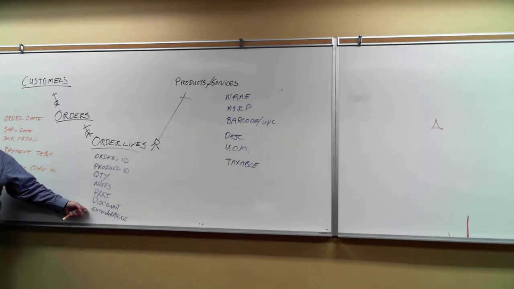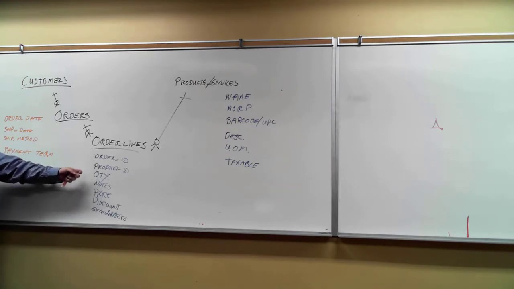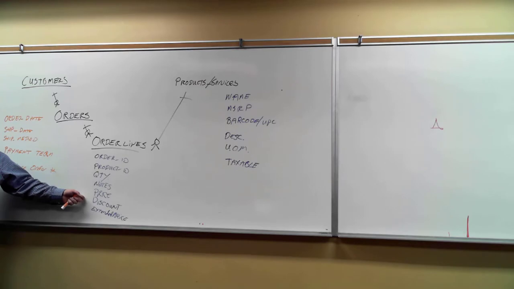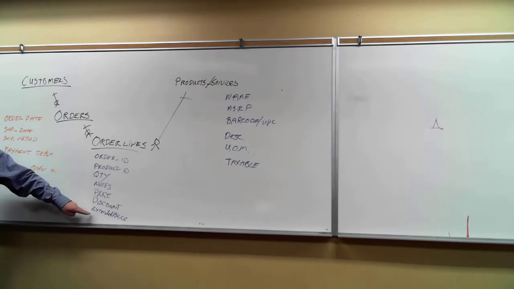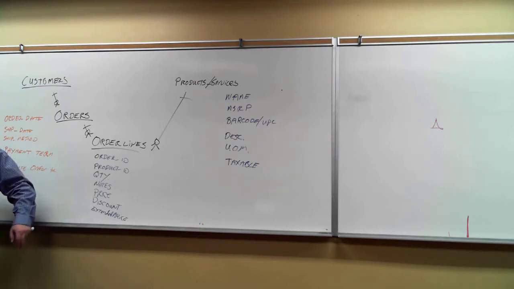The extended price, that is the calculated price for every line item. So it's basically the quantity times the price minus the discount gets stored into extended price. This breaks normalization rules. This is when, remember I was talking about denormalizing for performance, you do this. Now, some people say, well, why would you want to do that when you can calculate it every single time?